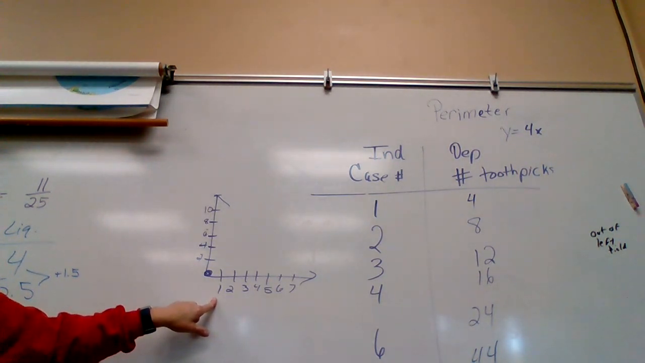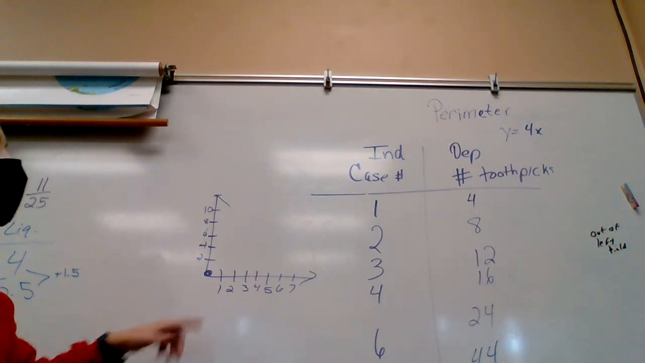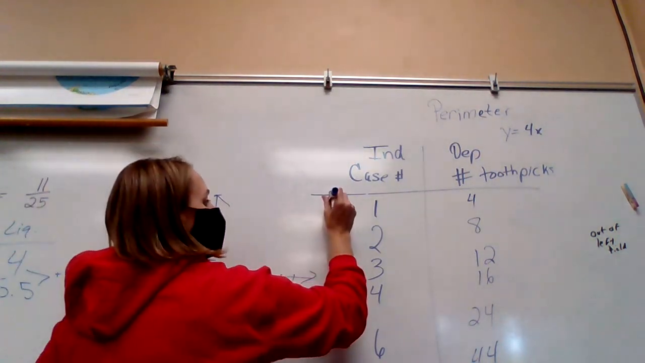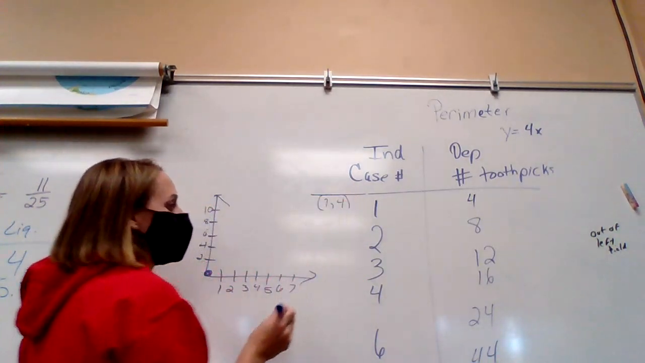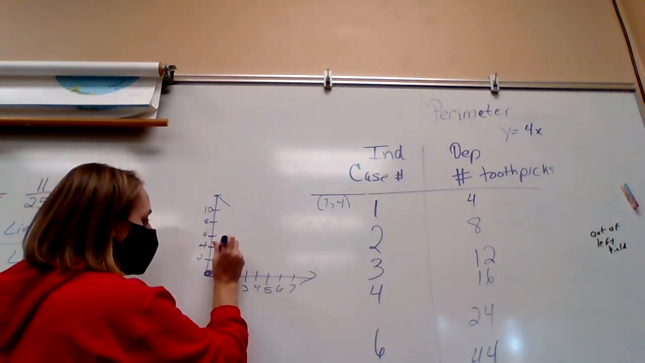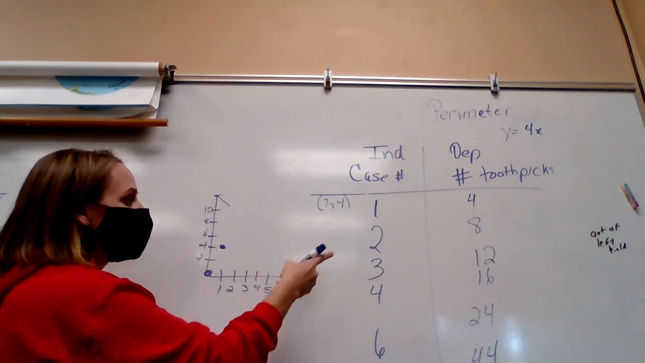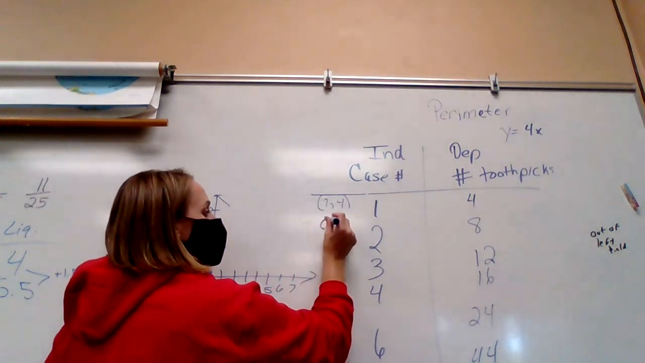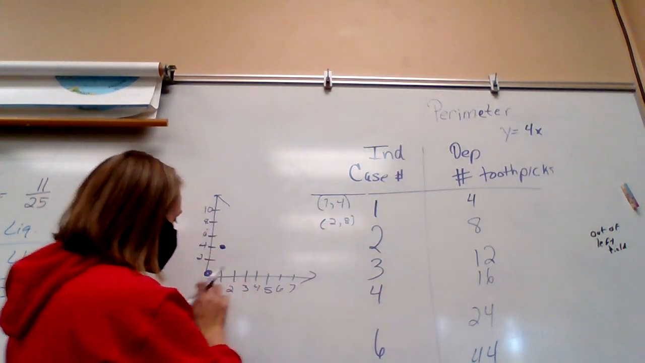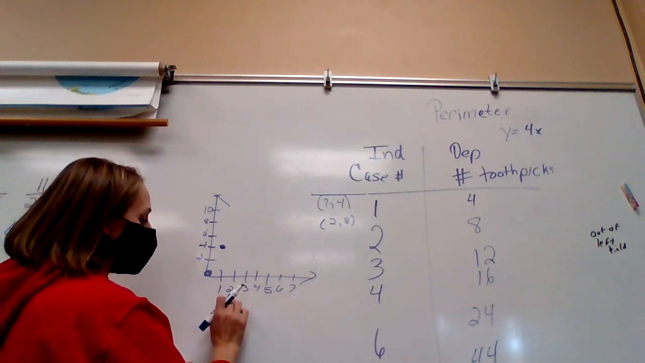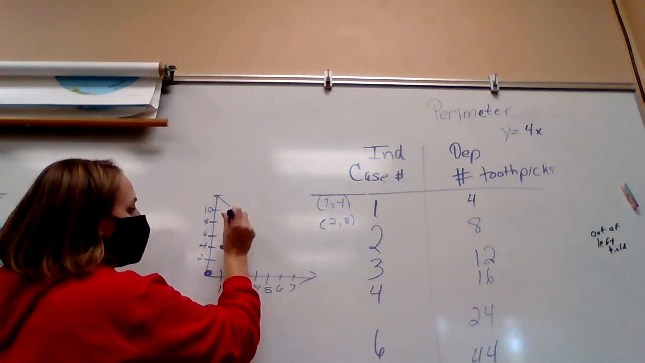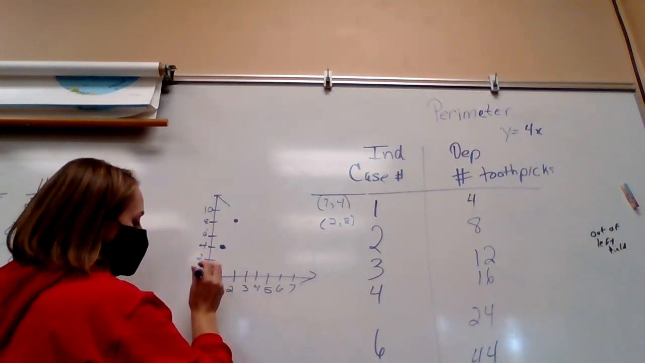The first point is what? 0, 0. And then what? 1, 4. 1, comma 4. 1 over, 4 up. What is the next point? 2, 8. 2, comma 8. Case number 2 gives us 8 toothpicks. Okay, I get that.